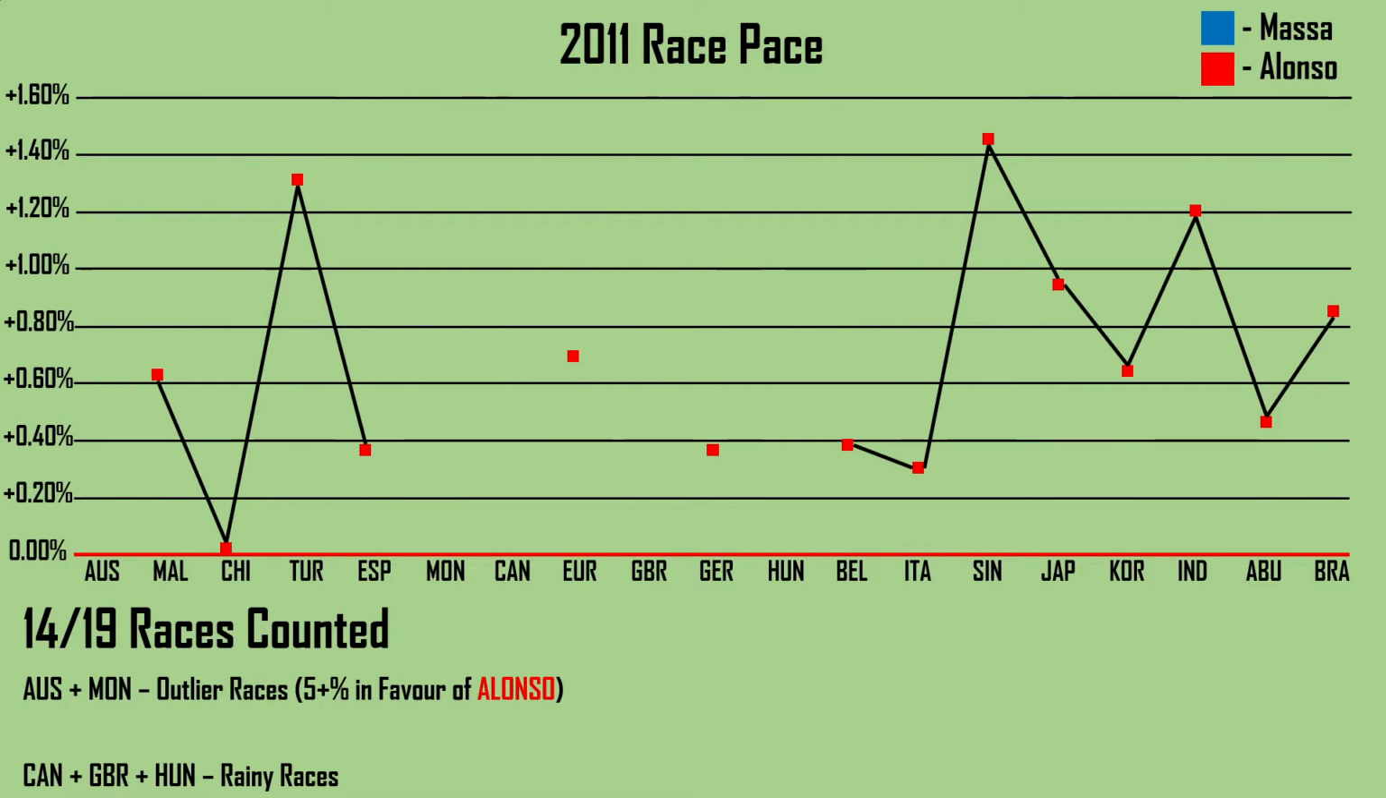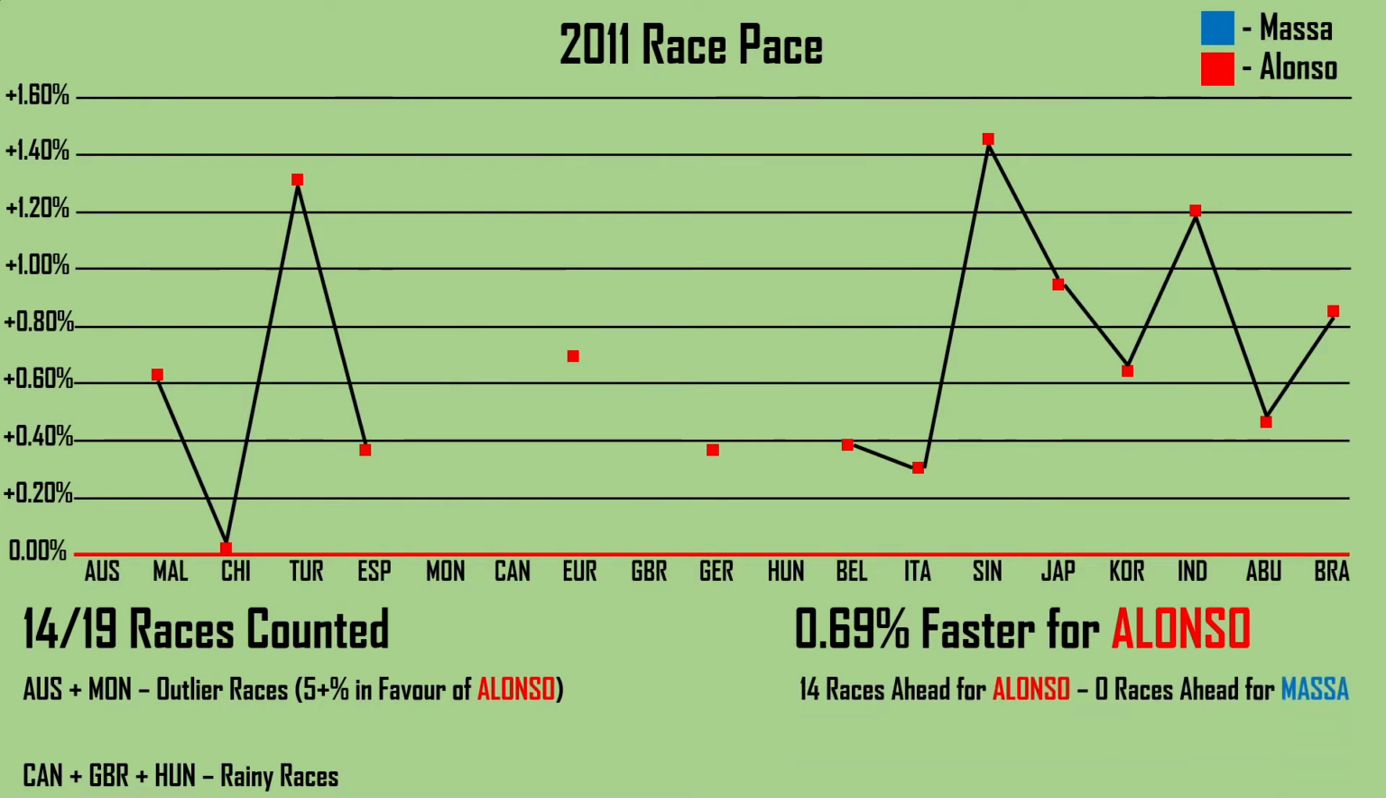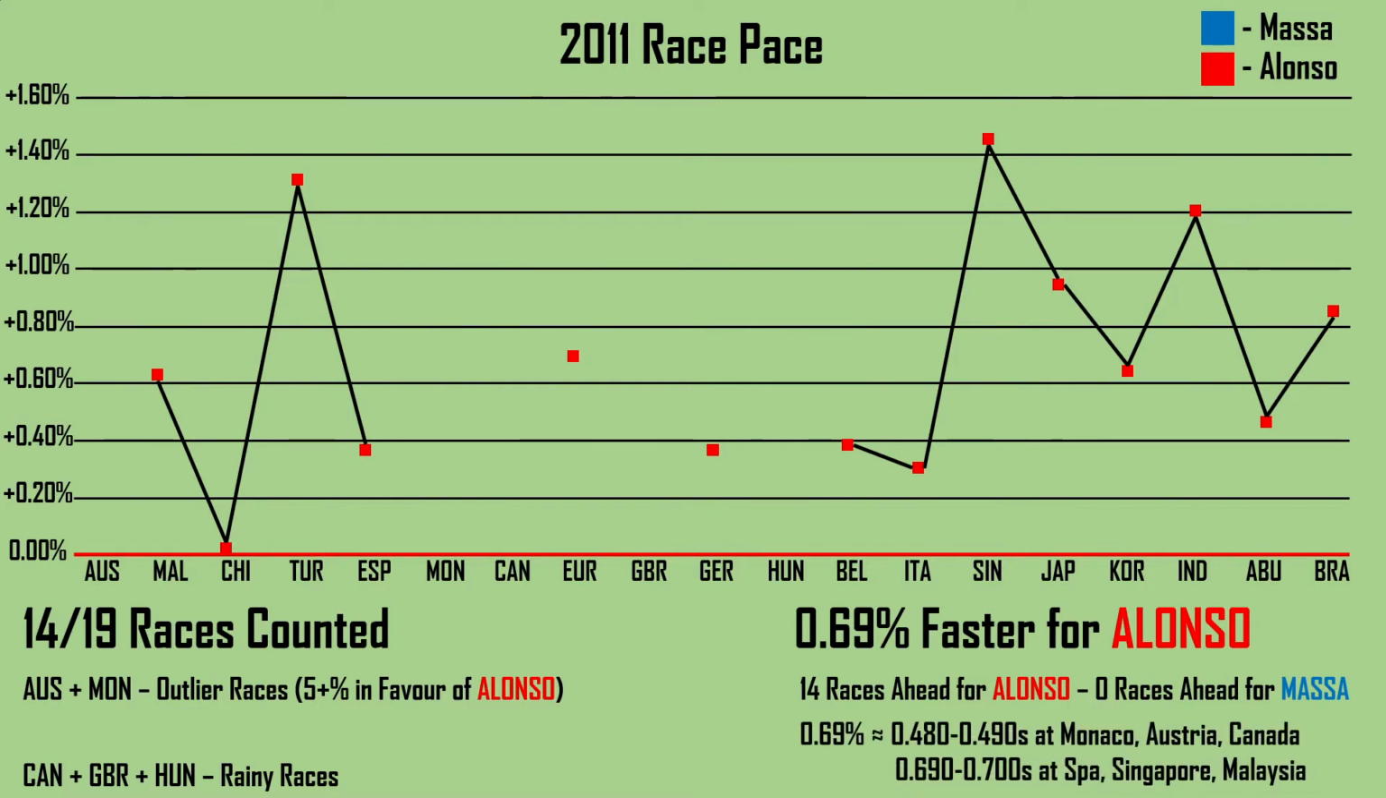And averaging out this year, we can see that Alonso had an average pace advantage per lap of 0.69%. This is absolutely phenomenal pace, where he was ahead for all 14 races that were counted and 0 for Felipe Massa, where 0.69% equates to almost half a second at Monaco, Austria and Canada, and close to 0.7 at Spa, Singapore and Malaysia.